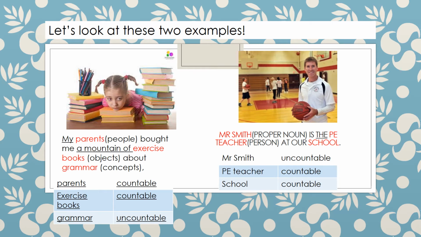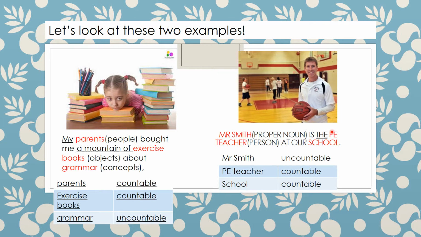Let's look at these two examples. The first one, my parents bought me a mountain of exercise books. So in this example, parents refer to people. They can be counted. Likewise, exercise books can be counted as well, so it is a countable noun. And grammar is a concept which is impossible to count, so it is an uncountable noun.